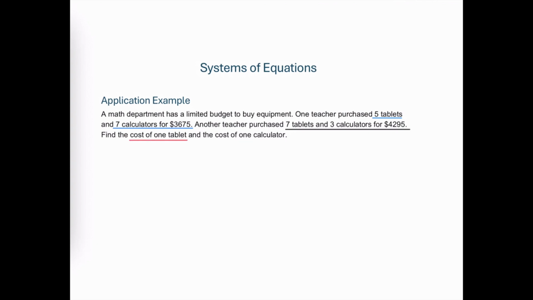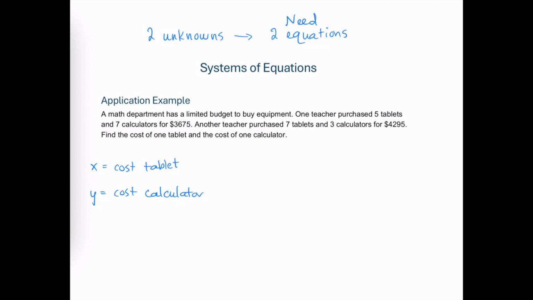The cost of one tablet and the cost of one calculator are our unknown quantities, and so we're going to let x be equal to the cost of one tablet and y be equal to the cost of one calculator. And so let's clearly state what our variables represent. Because we have 2 unknown quantities, we're going to need to find 2 equations in order to find a unique solution.